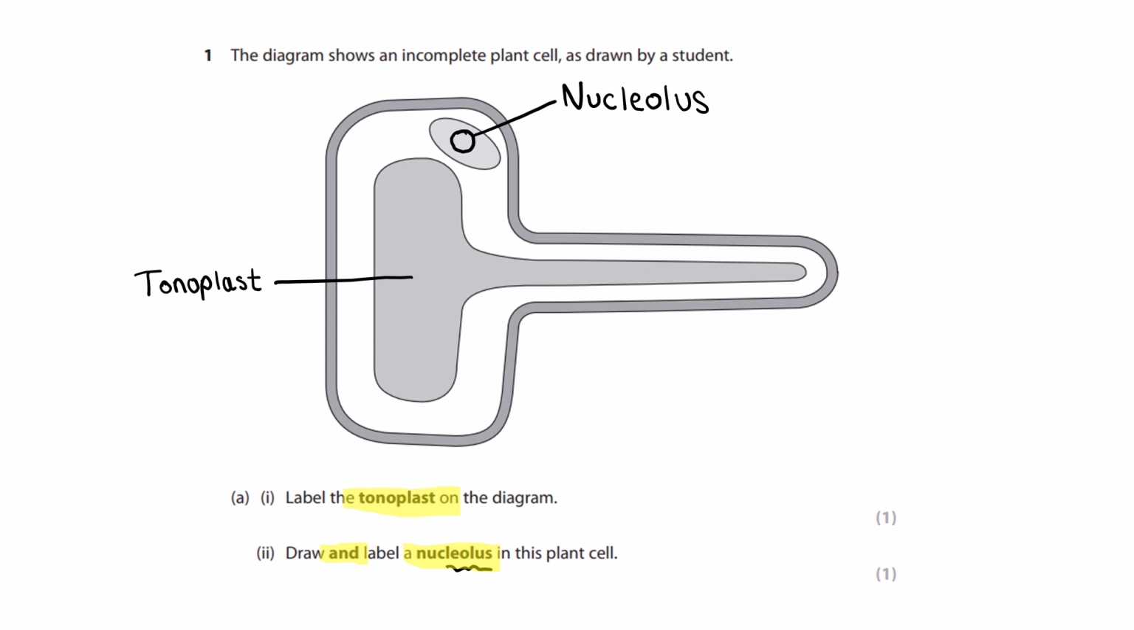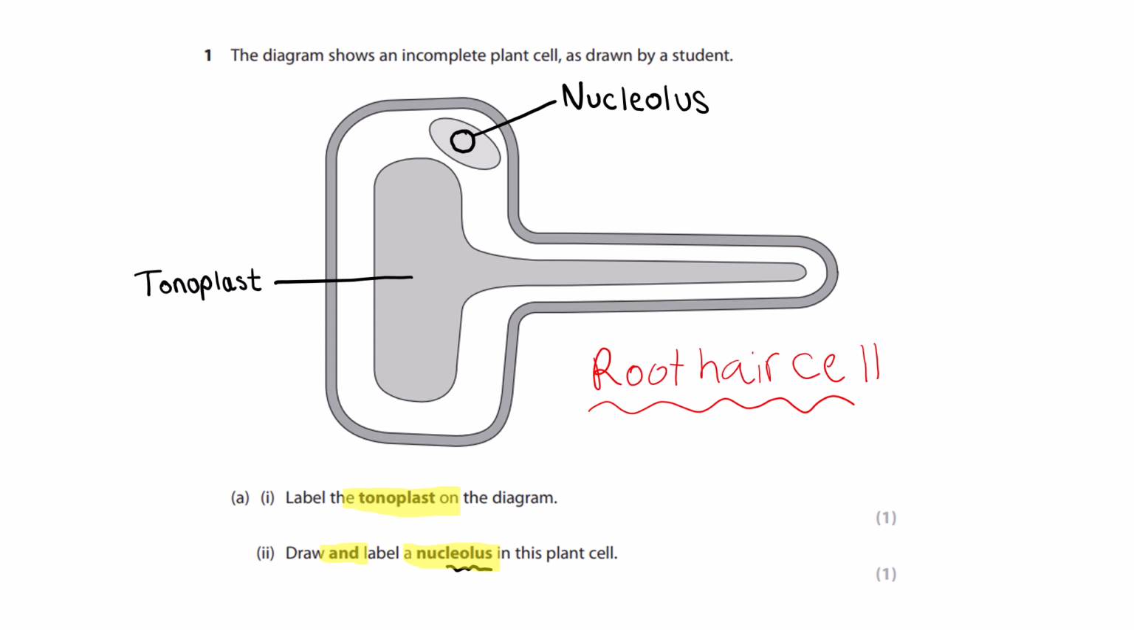Okay, so hopefully when you look at this, you remember that this is called a root hair cell. So this type of cell is found in plant roots. Okay, so label the tonoplast on the diagram and then draw and label a nucleolus in this plant cell.